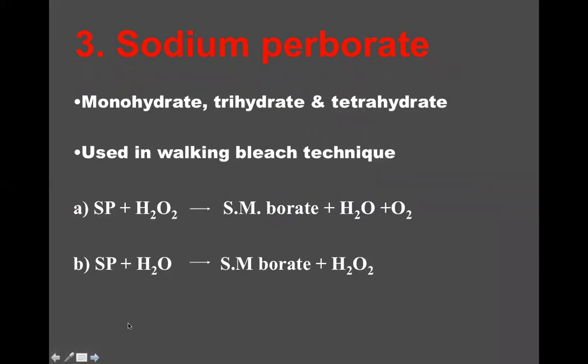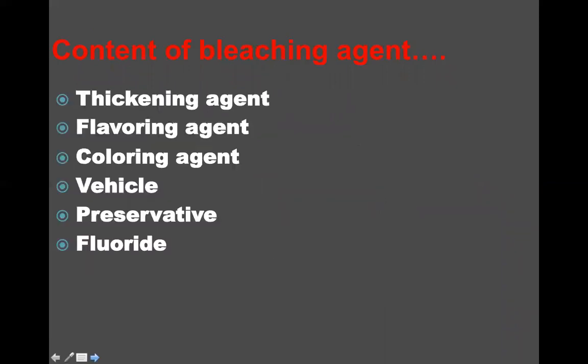Sodium perborate is another material that can be utilized for bleaching. It is available in a monohydrate, trihydrate, or a tetrahydrate form. It is available as a powder, and it is mixed with either hydrogen peroxide or water. When it comes into contact, it releases hydrogen peroxide and water. Again, the bleaching agent is hydrogen peroxide.